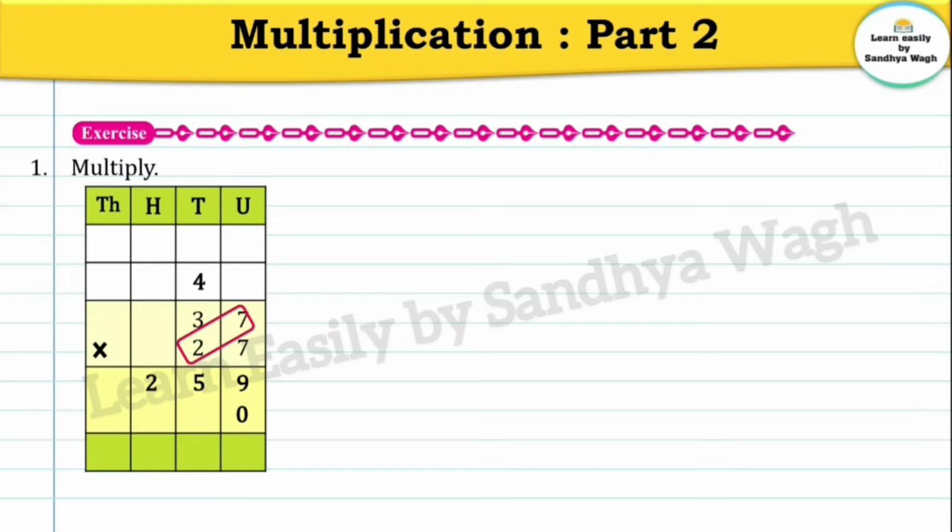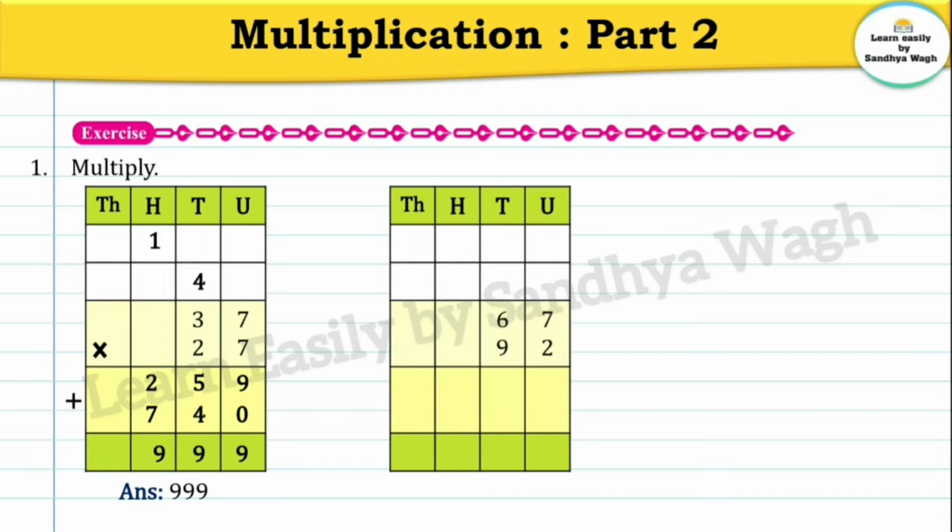So 2 sevens are 14. So we'll write 4 over here in the tens place and 1 will go as a carry over in the hundreds place. Now let us multiply 3 by 2. So 2 threes are 6. 6 plus 1, 7. Yes. Now let us add 259 and 740. 9 plus 0 is equal to 9. 5 plus 4 is equal to 9. 2 plus 7 is equal to 9. So our final answer is 999.